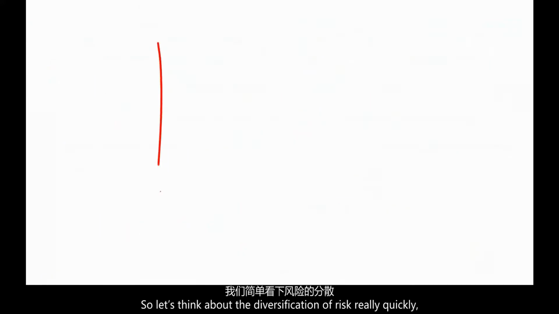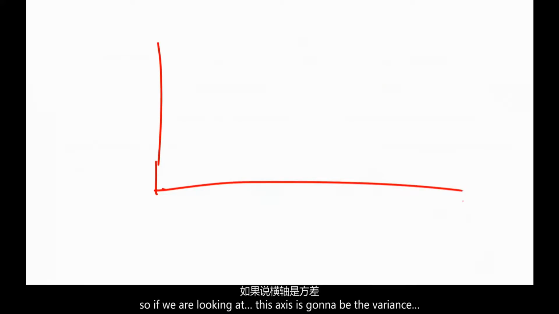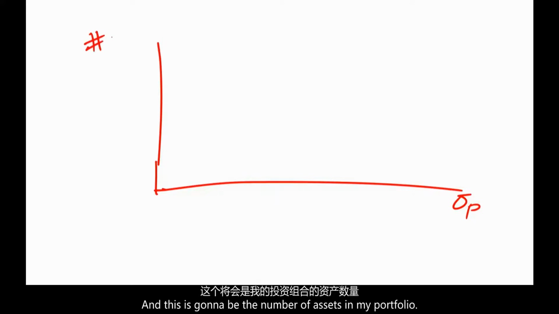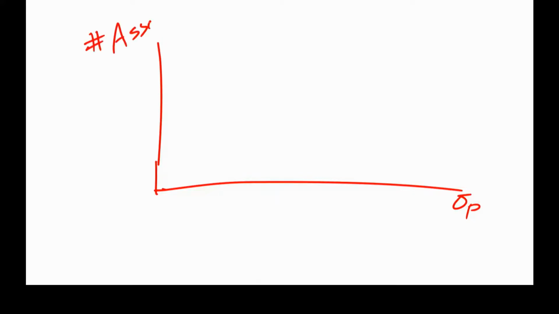So let's think about the diversification of risks really quickly. If we're looking at this, this axis is going to be the variance, or the standard deviation of my portfolio, and this is going to be the number of assets in my portfolio.